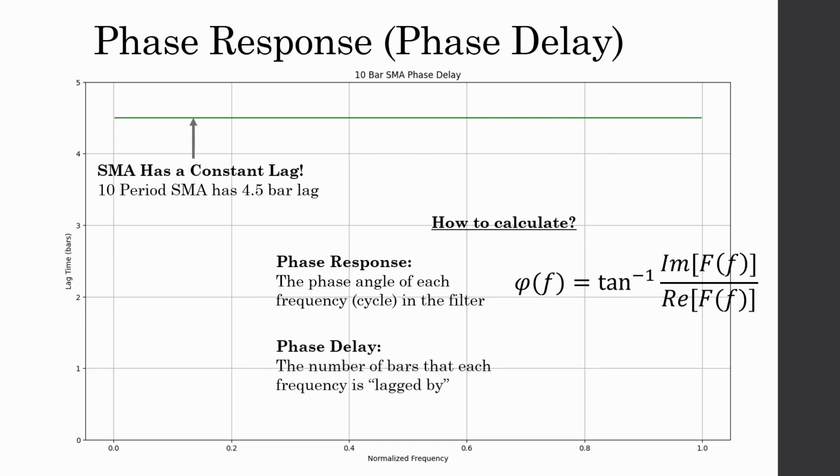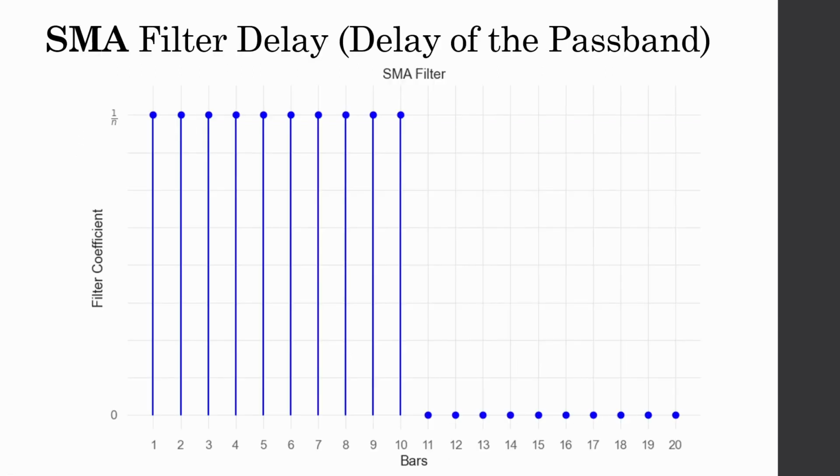The phase delay, which is what I'm showing here, is the phase response divided by the frequency. So for each phase that you get at each frequency, you're going to divide it by its corresponding frequency, and that is how you get the lag time at each frequency. Often we're not interested in what's happening to each specific frequency. We just want to know what's the overall lag. So what is the lag of an SMA filter?